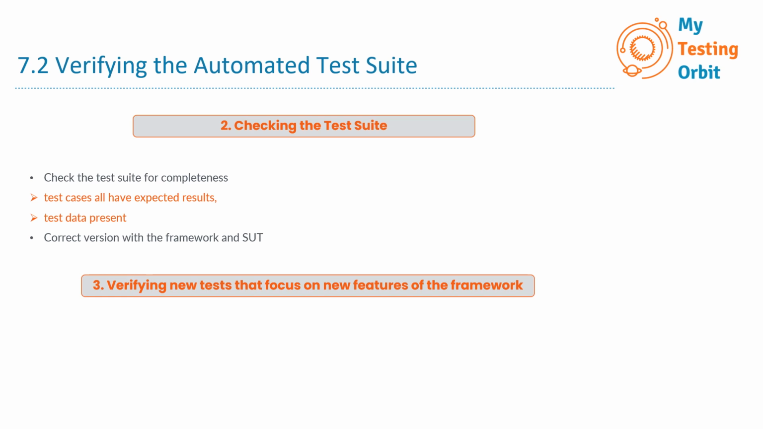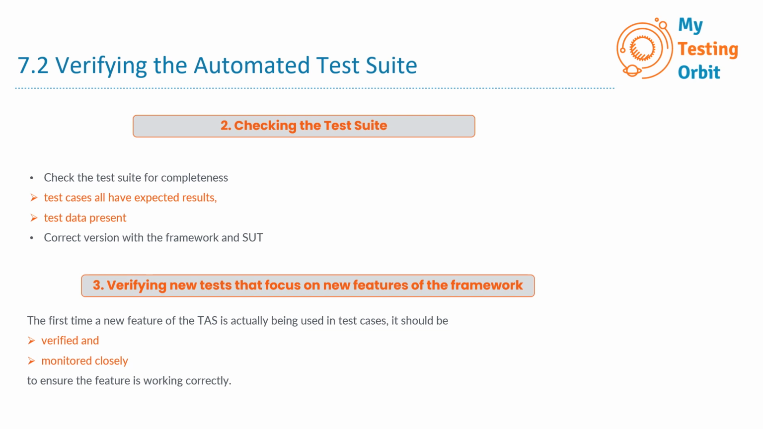Then we have number 3, verifying new tests that focus on new features of the framework. So this is about the implementation of a new feature in a test automation solution and the necessary steps which need to be taken to make sure that it's functioning properly. So let's have a look. The first time a new feature of the TAS is actually being used in the test cases, it should be verified and monitored closely to ensure the feature is working correctly.